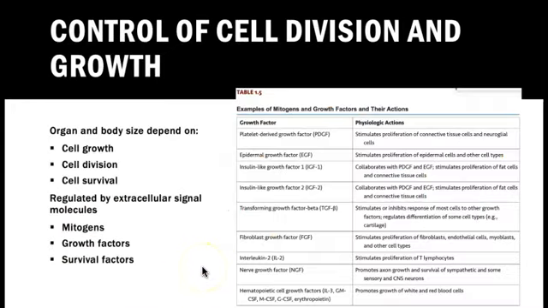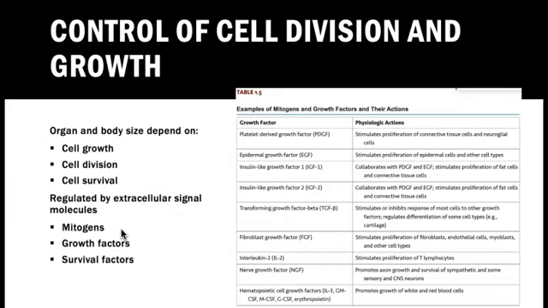And then how do we control cell division and growth? This is a complicated process, but the key processes are going to include cell growth, division, and survival. These processes are regulated by intracellular programs and extracellular signal molecules. Some of those are listed over here. I didn't want to read through all of this, but let's focus on our mitogens.